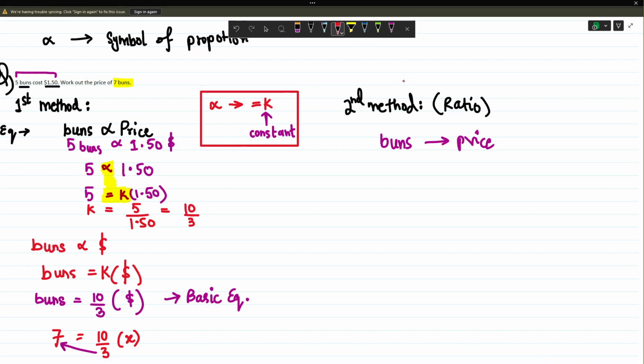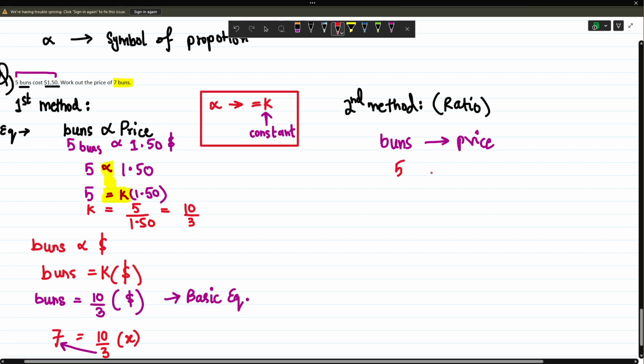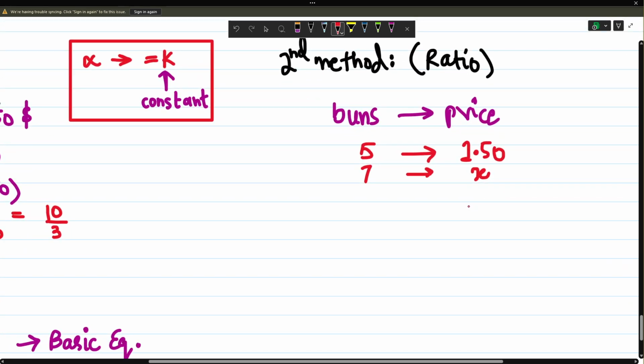We are going to put in the values. It says 5 buns cost $1.50, right? So I put it like this. Okay, and then 7 buns cost X because we don't know the price, we need to find out the price, right? Then what are we going to do? We are going to cross multiply. Yes, so this is going to become 5x, and this will become 7 multiplied by 1.50.